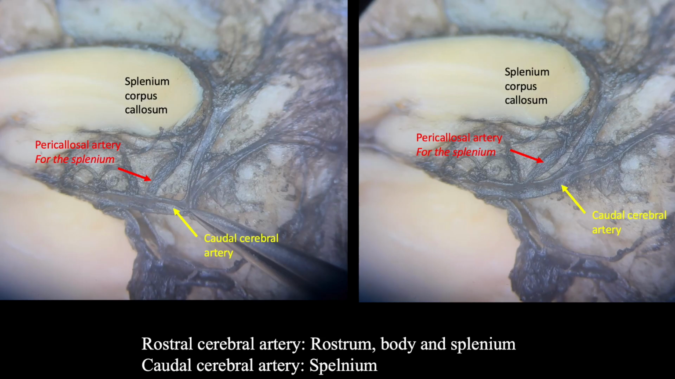In these images, we clearly identify the caudal pericallosal artery that vascularizes the splenium of the corpus callosum. Notice that it is a branch of the caudal cerebral artery. The caudal pericallosal artery runs dorsally to the corpus callosum and connects with the rostral pericallosal artery.